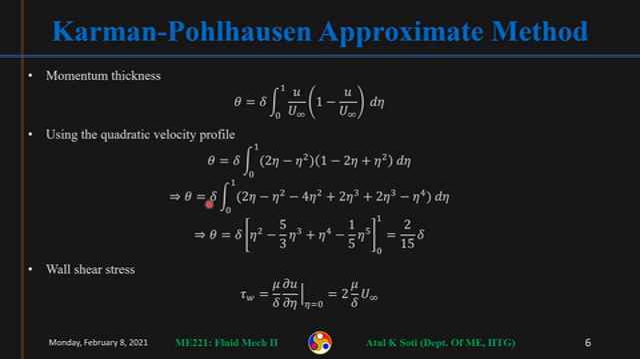Then next is the wall shear stress. The wall shear stress was mu by delta, del u by del eta at eta is equal to 0. When you differentiate this, you'll get 2 minus 2 eta, and when you take eta is equal to 0, you will have only 2 left. So this will become 2 times mu by delta into u infinity. This is the wall shear stress. Both are known, wall shear stress and momentum thickness. You put them back into the momentum integral equation, and you will get delta.